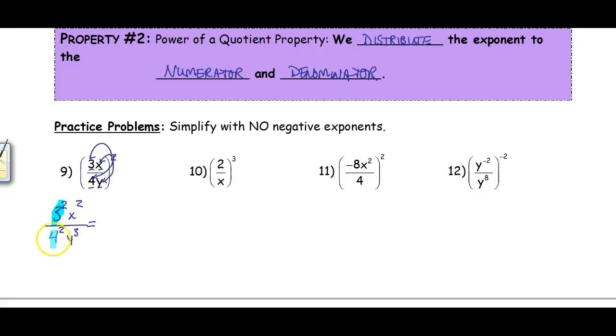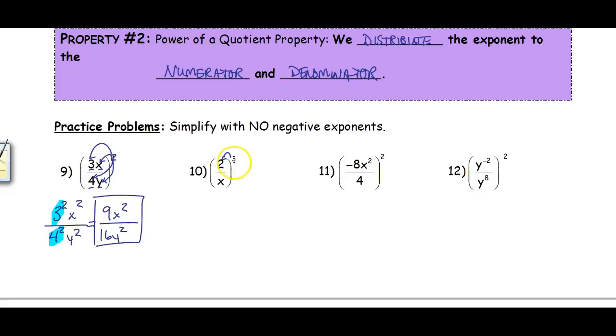So go ahead and let's take care of our whole numbers. So 9x squared over 4 squared is 16. Y to the second power, I'm sorry, I don't know why that's a 3. Okay, can you simplify 9 over 16? No. So that would be your final answer.